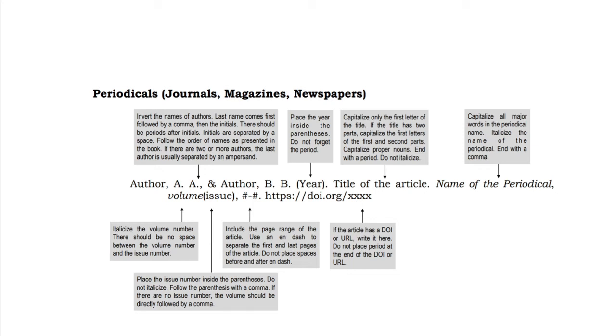If there is no issue number, the volume should be directly followed by a comma. Include the page range of the article. Use an en dash to separate the first and last pages of the article. Do not place spaces before and after the en dash. If the article has a DOI or URL, write it here. Do not place a period at the end of the DOI or URL.